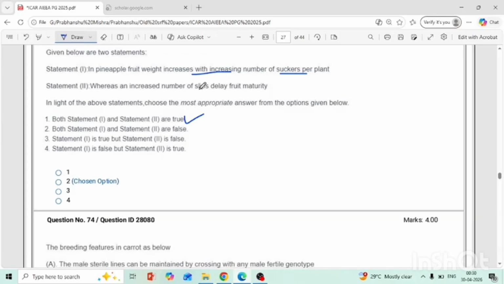And also in the opposite condition, where sucker production is very low, if there is a large number of slips, then it reduces fruit size and delays maturity.